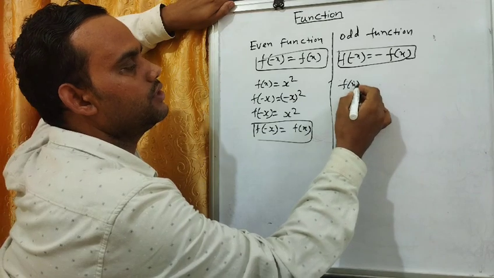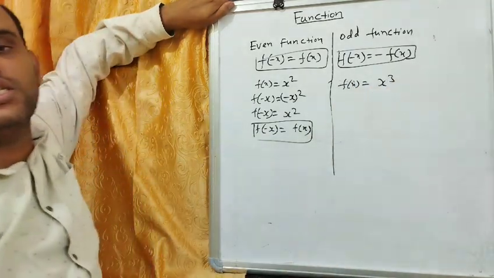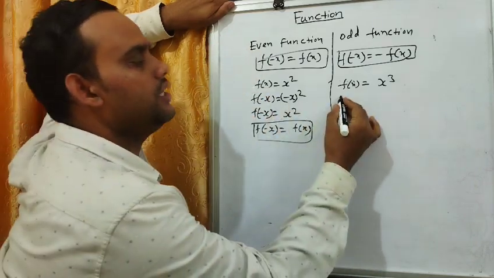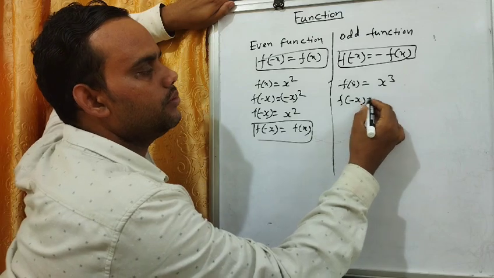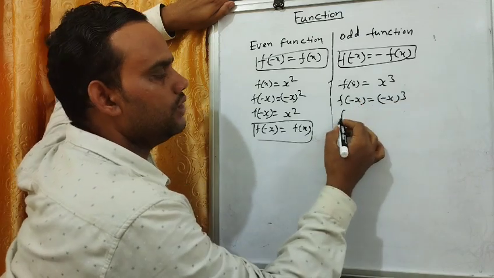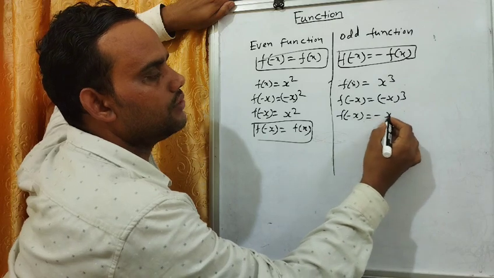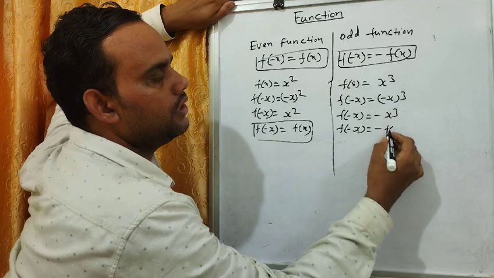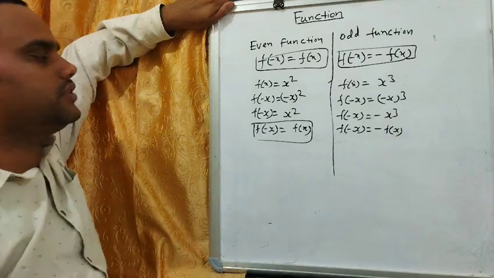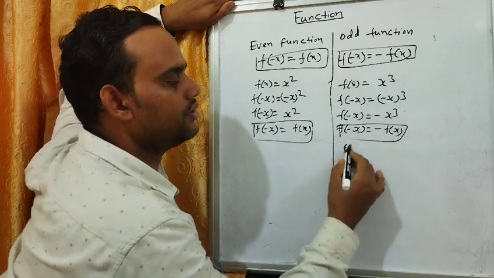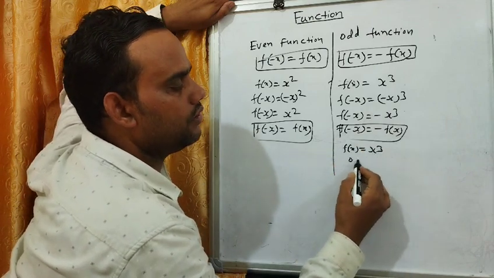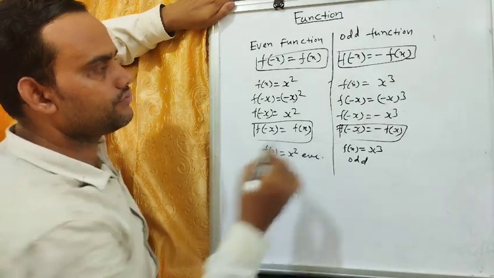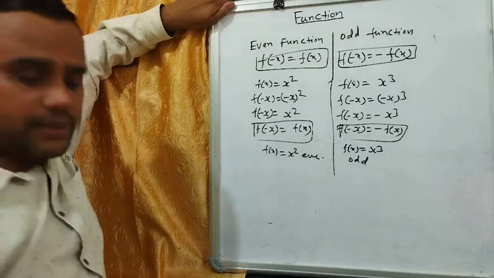Similarly, I will take f of x equals x cube. Now we discuss the nature of this function, even or odd. We replace x with minus x, so we get minus x cube. So f of minus x equals minus of x cube, which is nothing but minus of f of x. So this is an odd function. So f of x equals x cube is an odd function, but f of x equals x square is an even function.